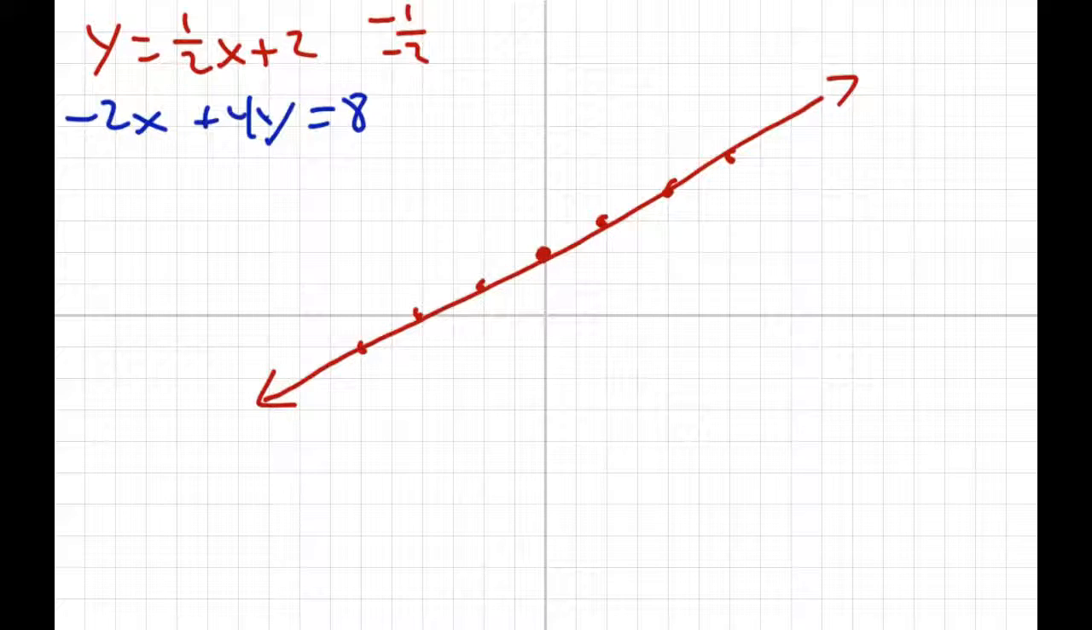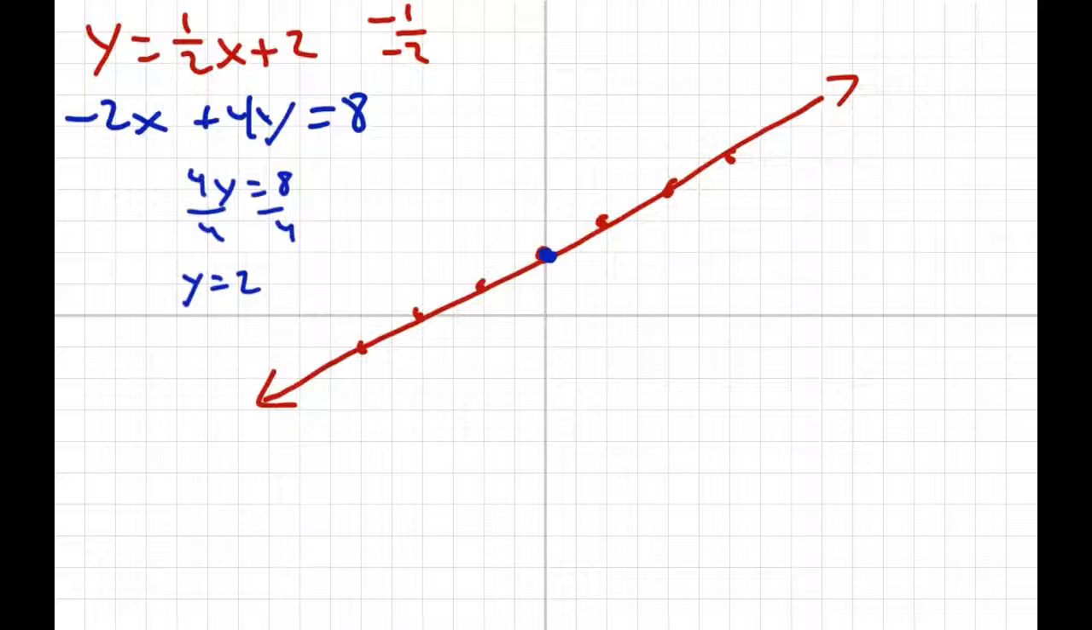Alright, now for our second equation, if we want the y-intercept, then we'll put 0 in for x. So negative 2 times 0 will be 0, and we'll just be left with 4y equals 8. Divide by 4, y equals 2. So our y-intercept is 0, 2.